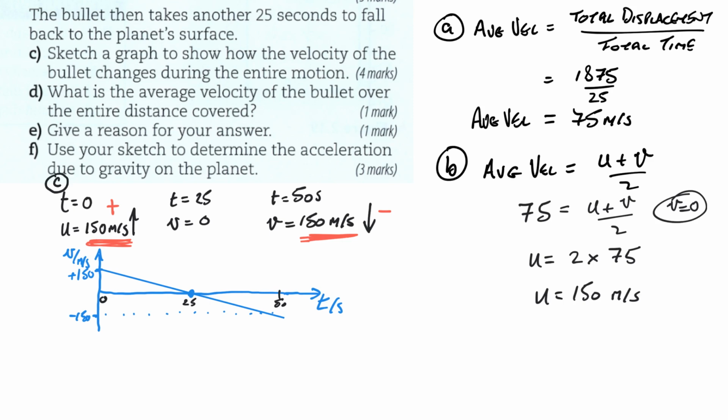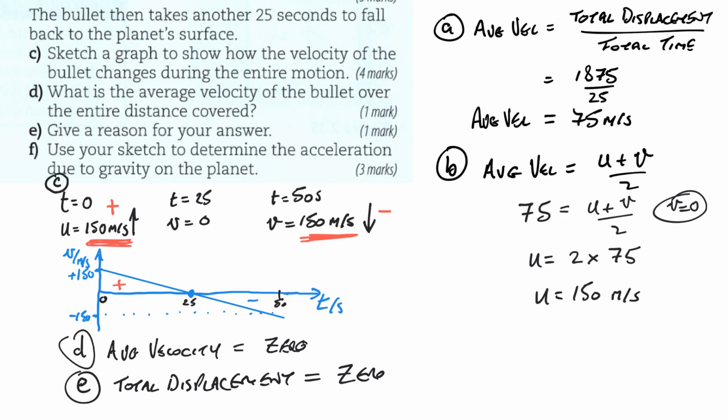So D, what is the average velocity of the bullet over the entire distance covered? Two ways you can think about that. You can think about the areas as being a positive displacement and identical negative displacement, or you can think about the fact that it ends up where it started. So if you end up where you started, then a vector between your start point and your end point, which is really your net displacement, has no length because you're back where you started, and therefore your net displacement is 0. Therefore your average velocity would be total displacement over total time, which would also be 0. So your average velocity would be 0, and give a reason for your answer, because you're back where you started, so your total displacement is 0.